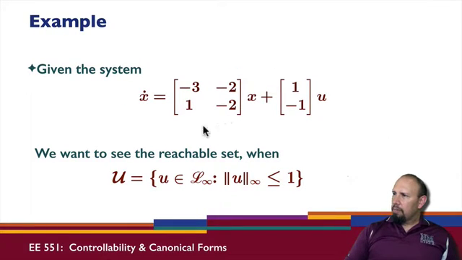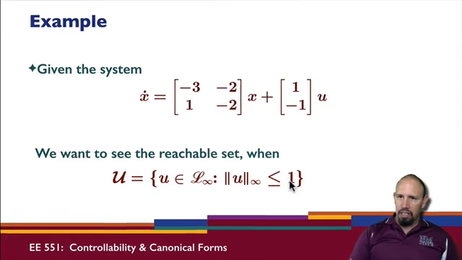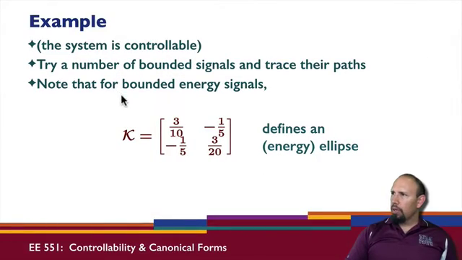Okay, here we have a system. We want to see the reachable set where u is in L infinity, that is, magnitude bounded by 1. So I want to check out this reachable set. In this case, the system is controllable, and so we can try a number of bounded signals and trace their paths, and we can also try some bounded energy signals.